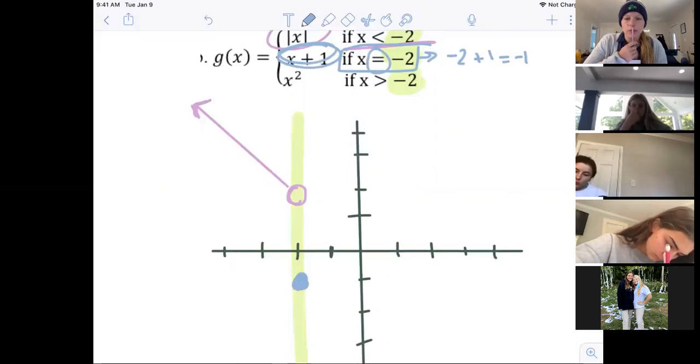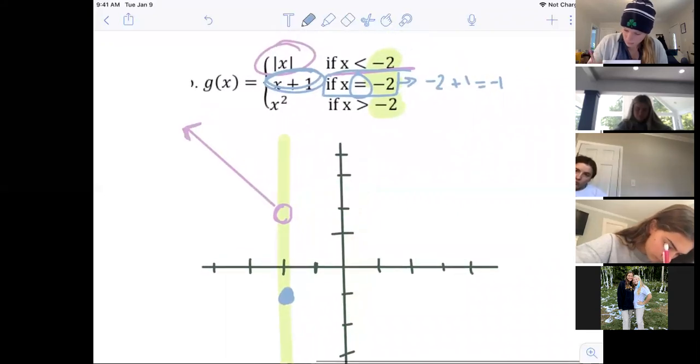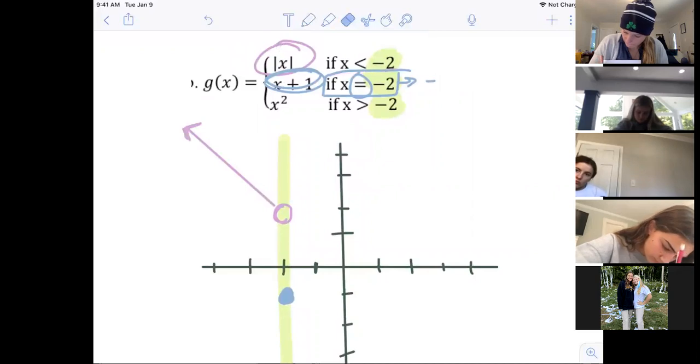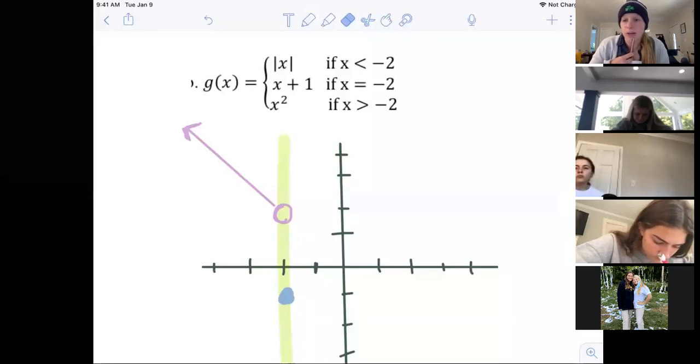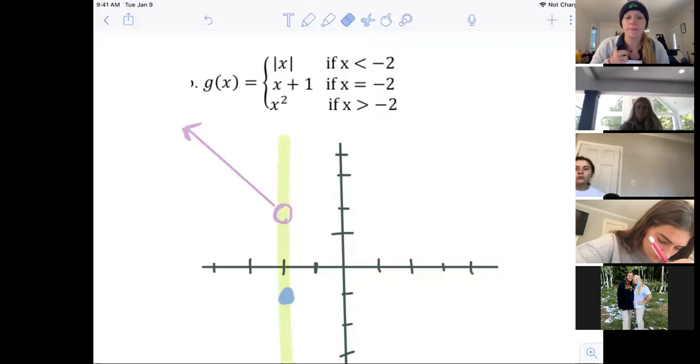You okay with that so far? Okay, don't be afraid to ask questions if you don't get it. We just spent a lot of time on this in my last class, so if you don't get it, it's not like you're the only one that doesn't get it.